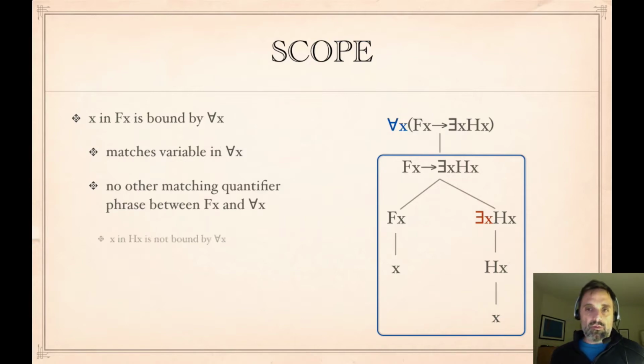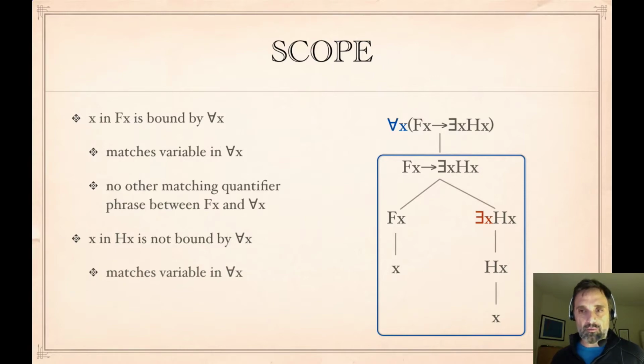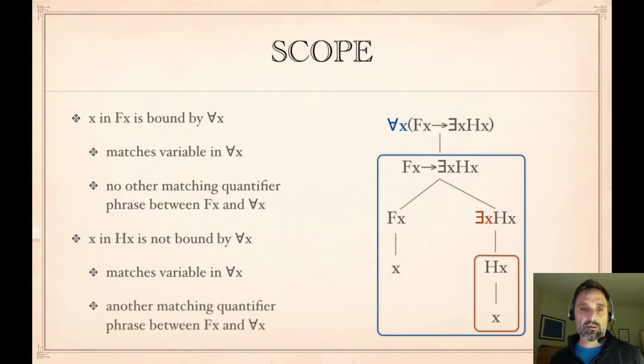There's the scope of the universal. The x in Hx is not bound by the for all x. Why? Well, the variables match, but the some x is the first quantifier phrase that matches the x in Hx to come above the x in Hx. So that's why the for all x binds the x in Fx, but not the x in Hx. So that's binding.